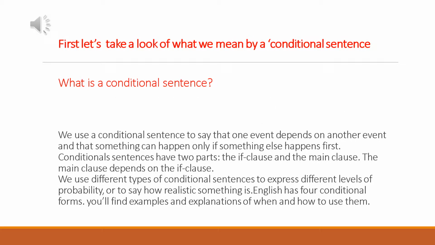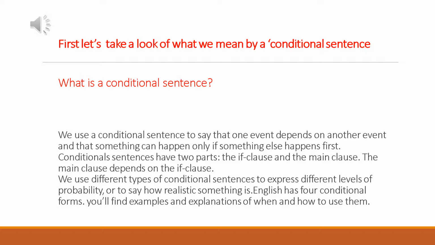Well, first of all, let's take a look at what we mean by a conditional sentence. The question is, what is a conditional? We use a conditional sentence to say that one event depends on another event and that something can happen only if something else happened first. Conditional sentences have two parts, the if clause and the main clause. The main clause depends on the if clause.